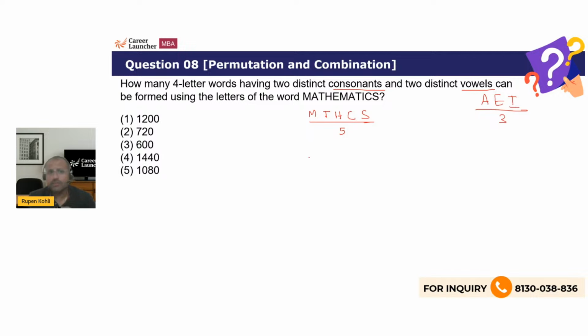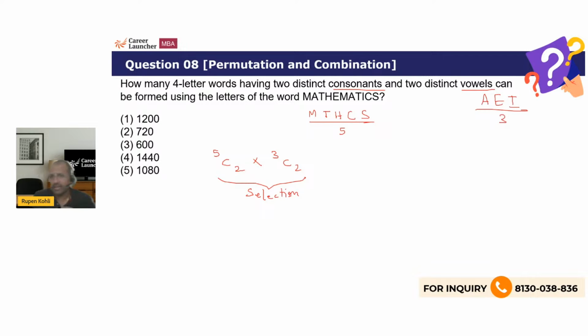So we have to form a 4-letter word. First we have to choose which 2 vowels and which 2 consonants. So from the 5 consonants, select 2, 5C2, and then from the 3 vowels, select 2, 3C2. Because we are doing these things in succession, we'll just keep on multiplying. So 5C2 into 3C2 is the total number of ways to select what we have to arrange. So it's a question of permutation. Permutation is a 2-step process. First select what you have to arrange and then arrange. So permutation is combination followed by arrangement, right?